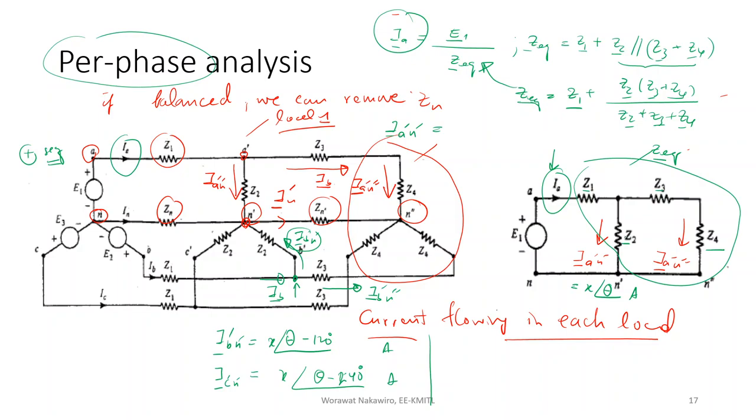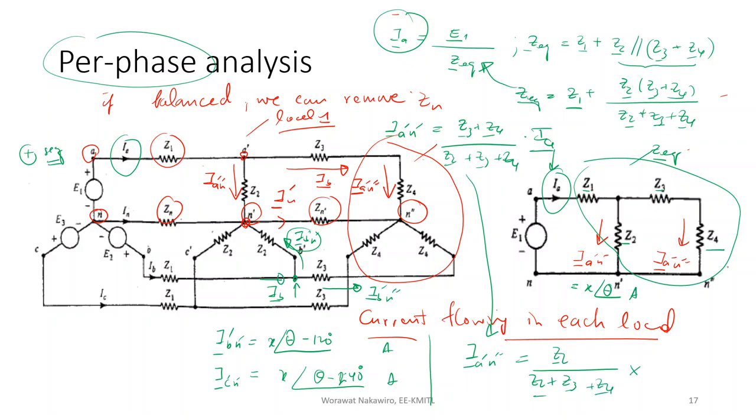And if you want to find I_A'N', that should be, from the current division, the opposite branch: (Z3 plus Z4) divided by the sum (Z2 plus Z3 plus Z4), multiplied by I_A. This is I_A'N'. Similarly, using the current divider to determine I_A'N'', you find it from Z2, the opposite branch, divided by the total sum Z2 plus Z3 plus Z4, multiplied by the total current I_A, all right? This is the approach that you could take for this example.